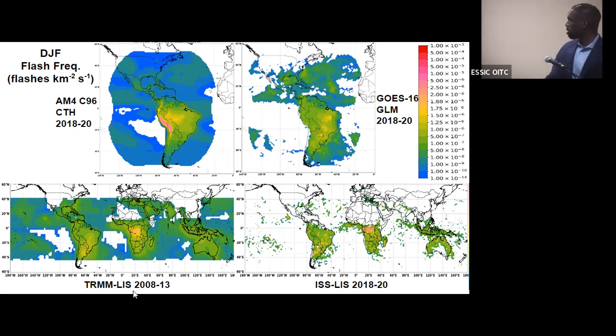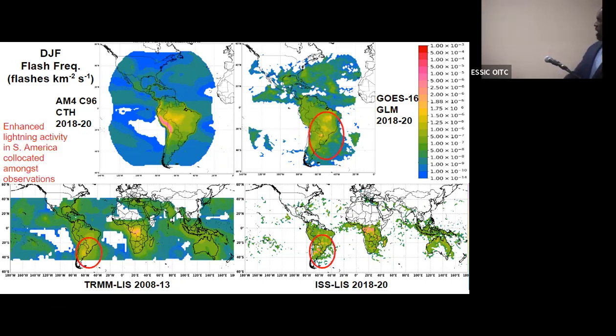What you may notice here is that over South America, as you would expect this time of year, all three of these products show enhanced lightning activity. However, you do notice that the more enhanced lightning activity in the observations is to the east of where the model is saying that there is enhanced activity. So there is a discrepancy there that needs to be addressed.